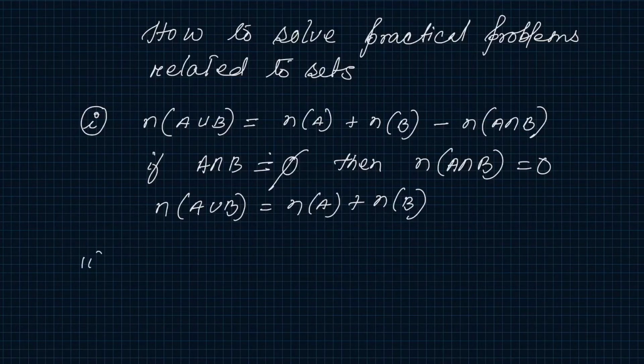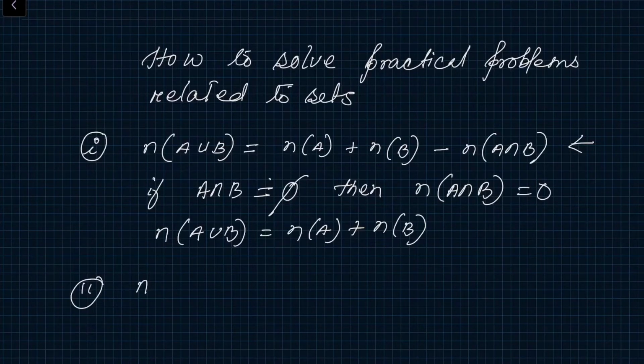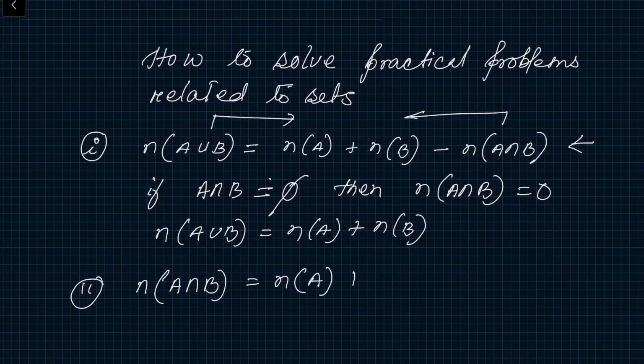The next one can be obtained from the first one by simplifying it. Transfer this term to that side and this one to the other side, then you will get number of elements in A intersection B is equal to number of elements in set A plus number of elements in set B minus number of elements in A union B.